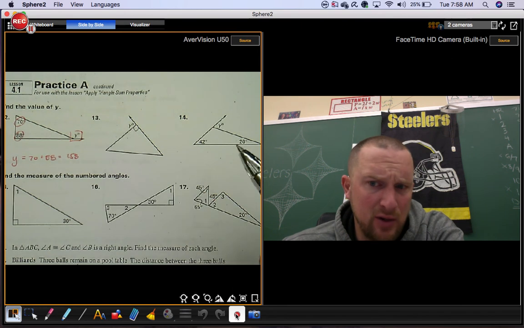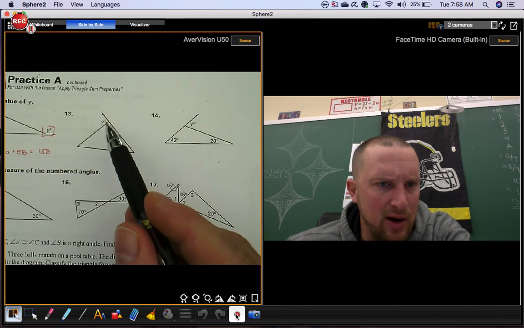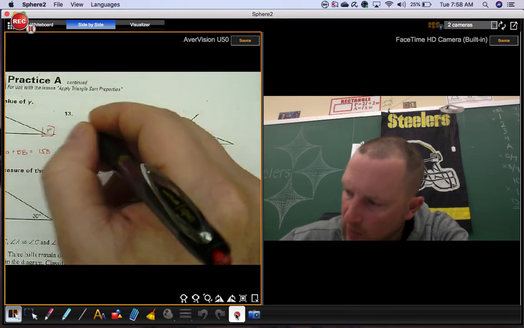This one, you actually don't even need to use that theorem. I said that you did, but you don't. This is a linear pair right here. If that's 90, that's 90 because together they add up to 180.